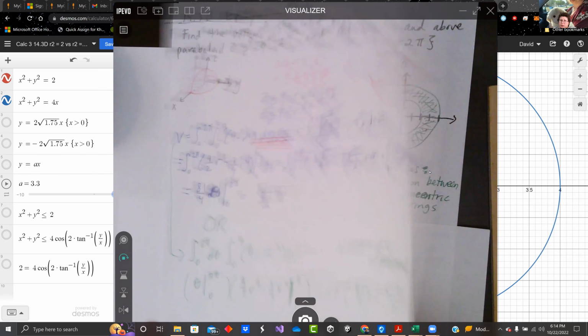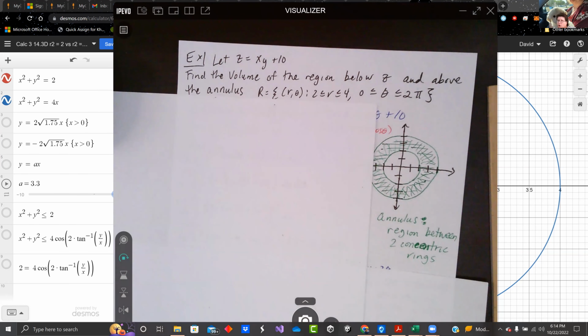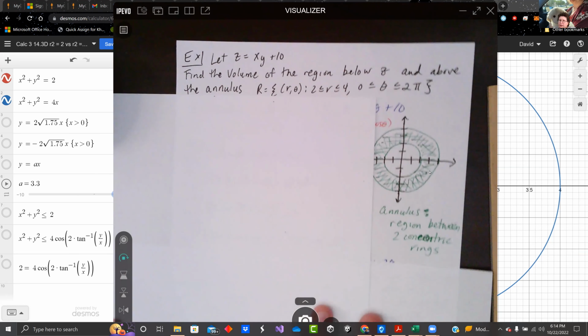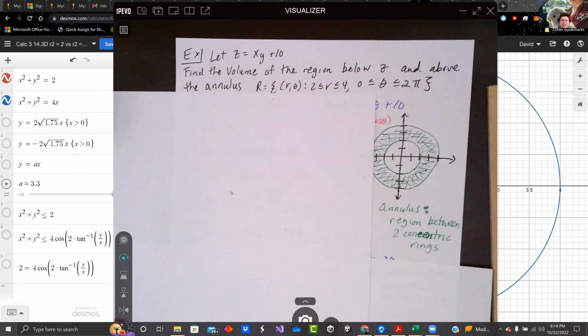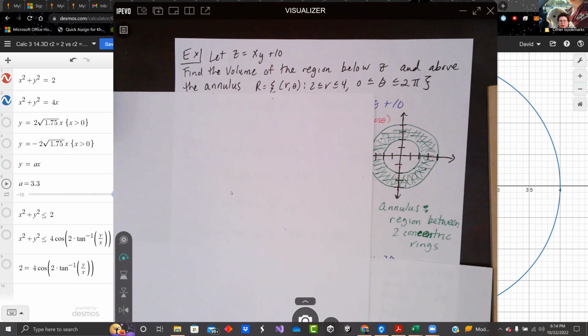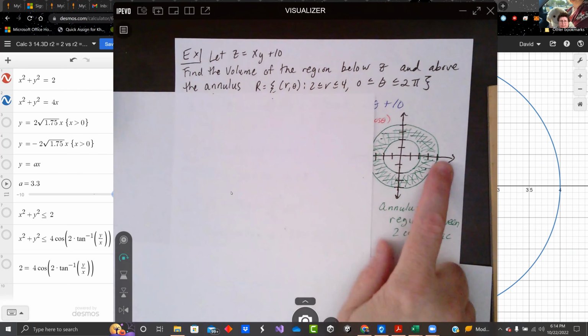Let's take a look at another problem. We're going to let the function z equal xy plus 10. And we want to find the volume of the region below z and above the annulus, 2 is less than r less than 4, and theta is between 0 and 2 pi. An annulus is just a region between two concentric rings. These are terrible rings.